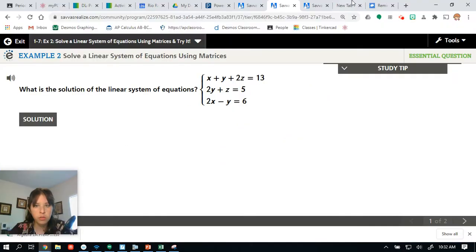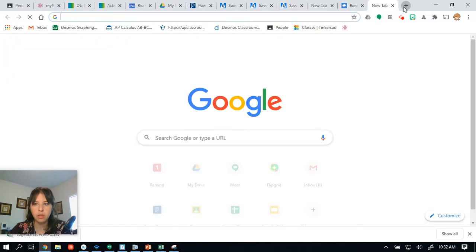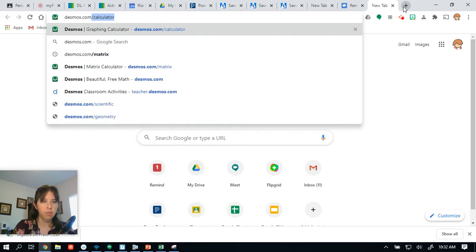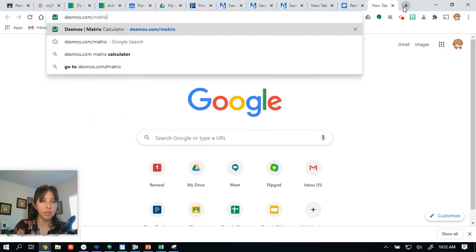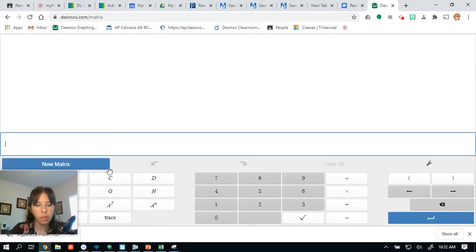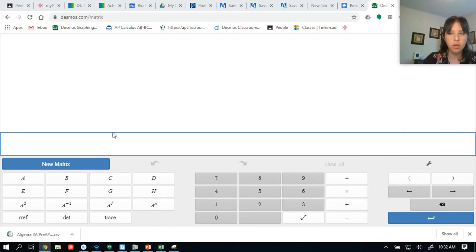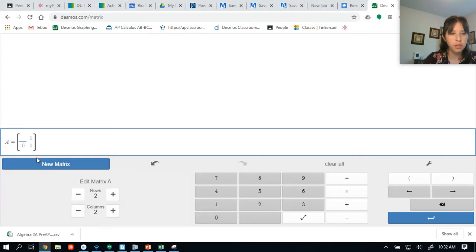I'm going to go to desmos.com/matrix. And I will actually see if I can embed this into this video using YouTube, but I might not be able to. Hit enter. And then I am going to move myself up to this upper corner so that I can get to the tools here in this matrix. So I'm going to hit new matrix, and it's going to give me a 2x2 matrix.